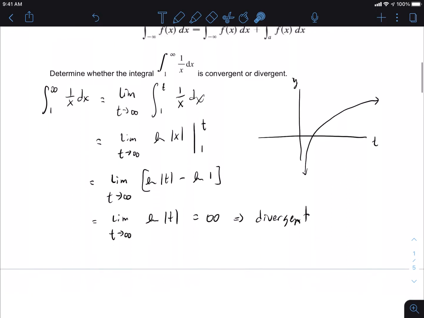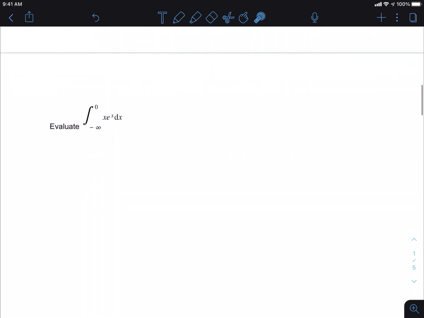I want you guys to be able to see these in a variety of ways. So let me do this one here. Now I'm going from negative infinity to 0 of x e to the x dx. When we do this problem, we're going to take the limit as t goes to negative infinity. It's the infinity that we're trying to go after. From t to 0 of x e to the x dx. Now I can think of the t as a number, right? So this is something that I can handle.